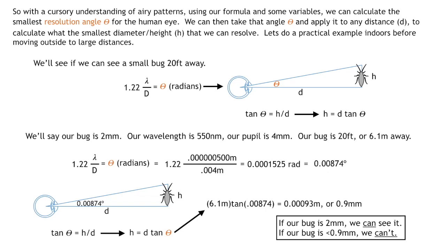Again, make sure that your units are the same. And so plugging in for height, 6.1 meters distance times the tangent of 0.00874 gives us a number of 0.9 millimeters. So if our bug is 2 millimeters, we can see it. If our bug is less than 0.9 millimeters, we can't.